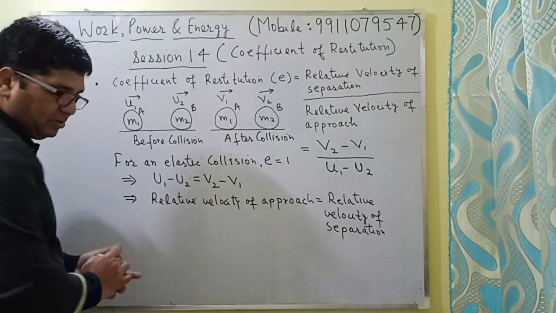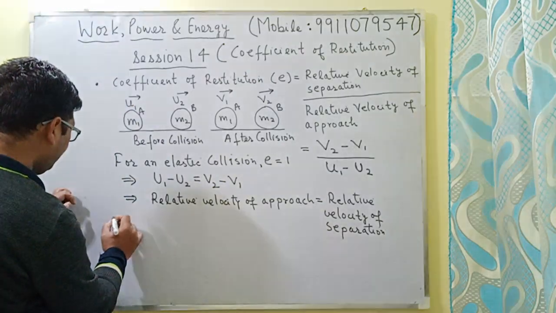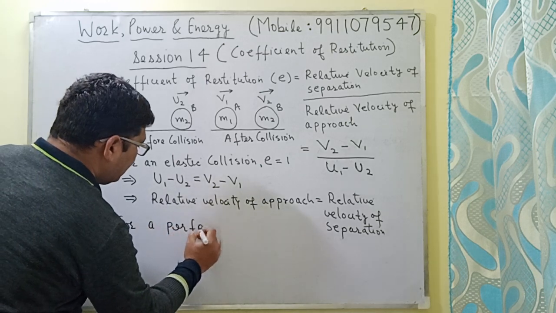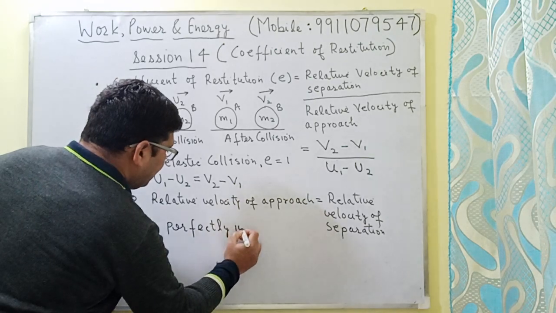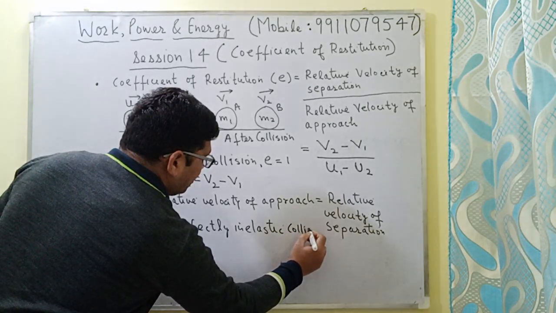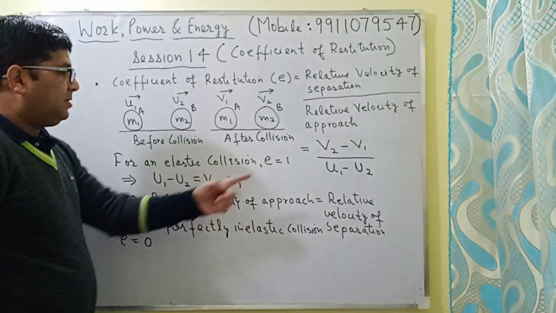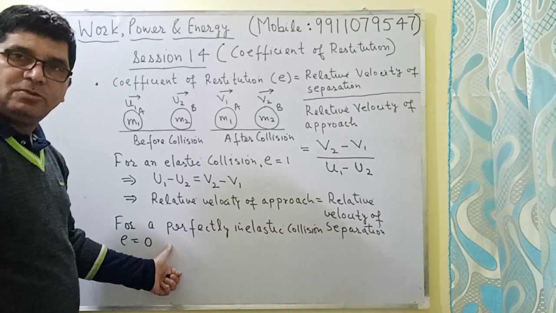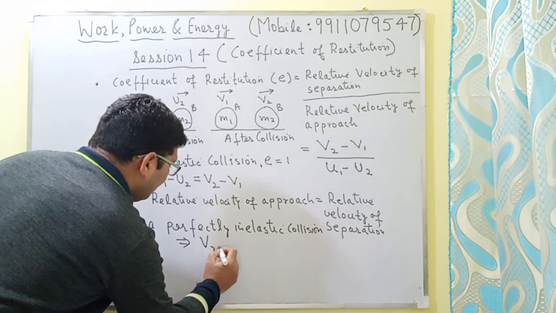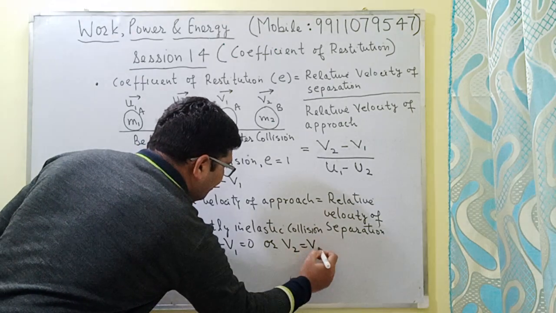And for the inelastic collision, for a perfectly inelastic collision, e is equal to 0. For a perfectly inelastic collision, e is equal to 0. So it implies that if e is equal to 0, then v2 minus v1 is equal to 0, or v2 is equal to v1.